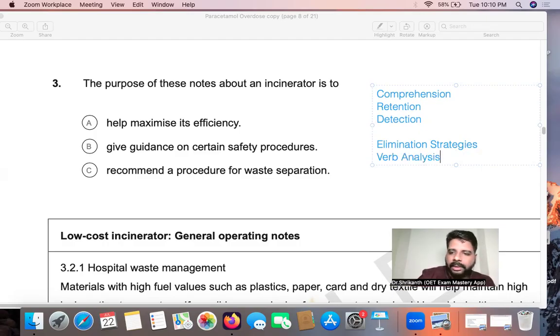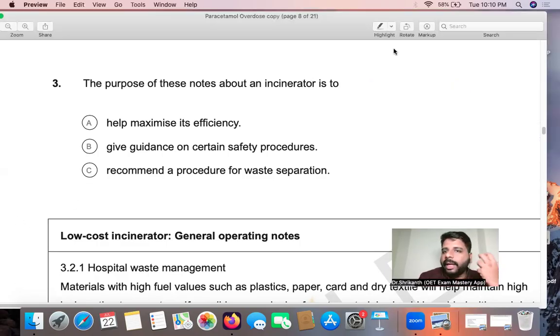For refining your elimination strategy, there is something called verb analysis, as well as the keyword analysis. I will be talking to you about what is keyword analysis, what is verb analysis, and using these 2 strategies, how to perfect your elimination, so that you're able to pinpoint the correct answer. So let's do the comprehension. Step number 1 is comprehending the question. So let's do that.